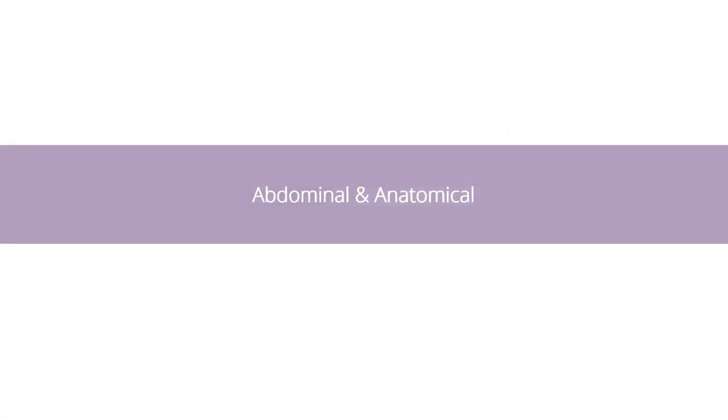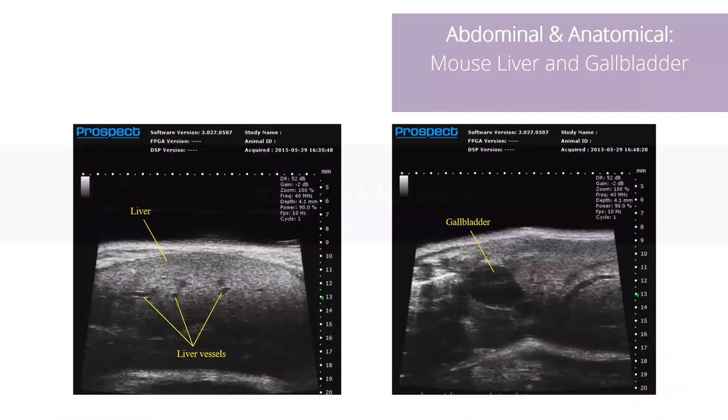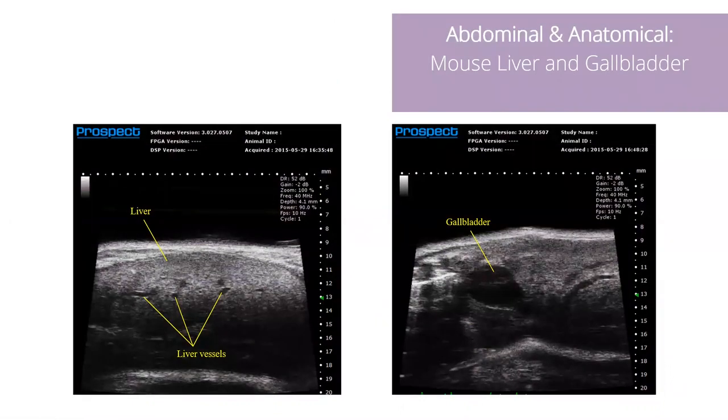Moving on to abdominal and anatomical imaging, we can identify all of the different abdominal organs. So here we're looking at the liver, the vessels running through the liver parenchyma. The gallbladder in mice, for example, is going to be filled with bile, and so we're able to see that as a very dark structure because it doesn't reflect sound. If there were stones within the gallbladder or debris within the gallbladder, we would begin to see that on a cine loop image as well.